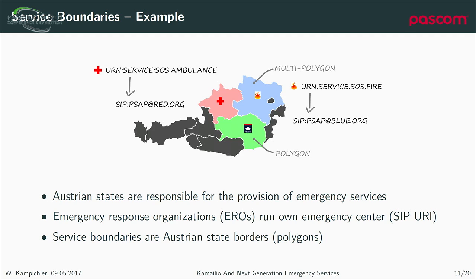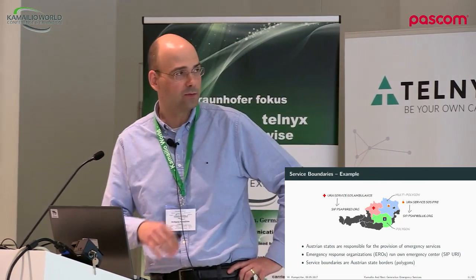This example shows the service boundaries based on the borders of the Austrian federal states. But some of the services are at county level. For instance, the fire brigade, they are organized in county level, so you would have to map perhaps to a lower level.